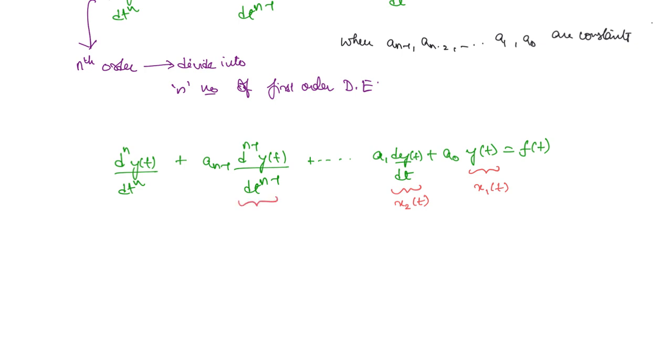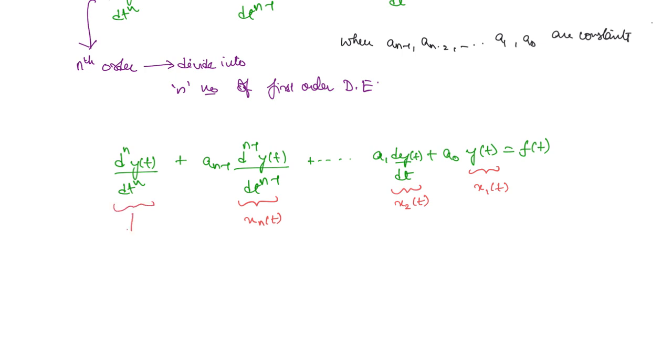Finally, we will come to this term. This you will take as xn of t, right? y of t will be x1. You differentiate once, that means order of differentiation is 1, it will be x2. So like that, d n minus 1, order of differentiation is n minus 1, so the variable will be xn of t.